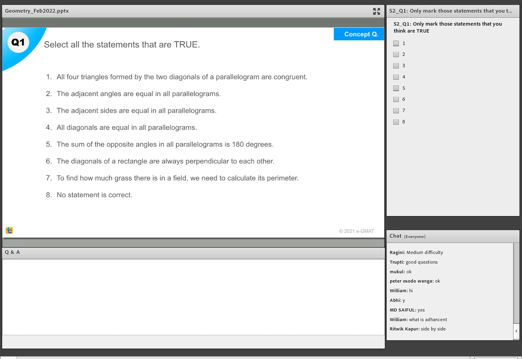Adjacent means side by side. Yeah, Ritvik answered it correctly. It's the one that is next to whatever you're looking at, okay?